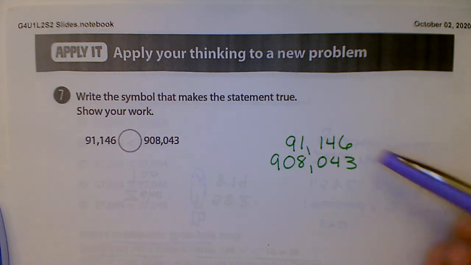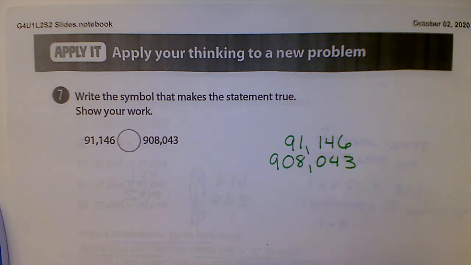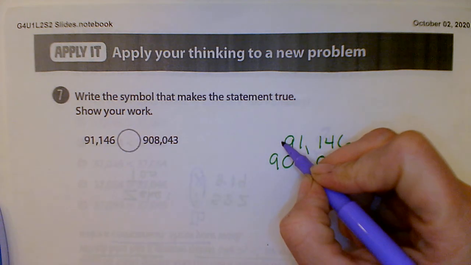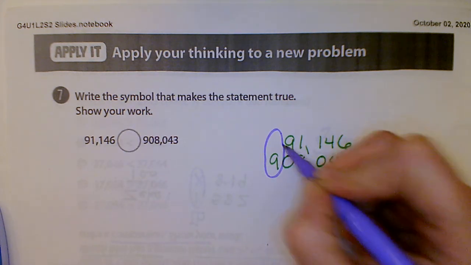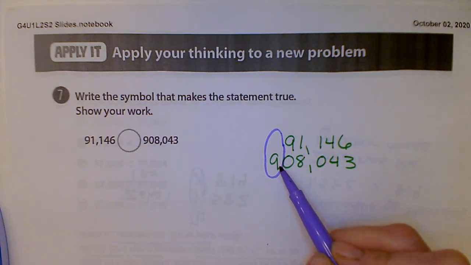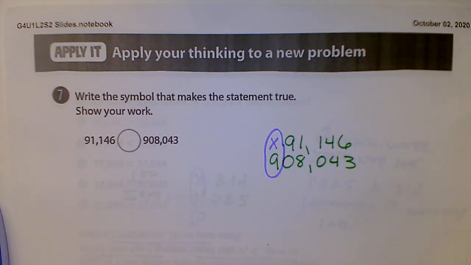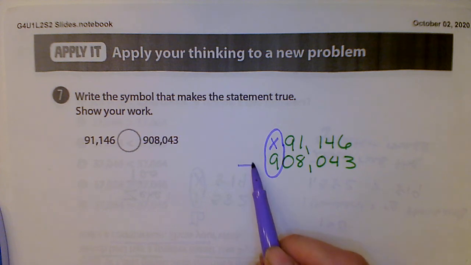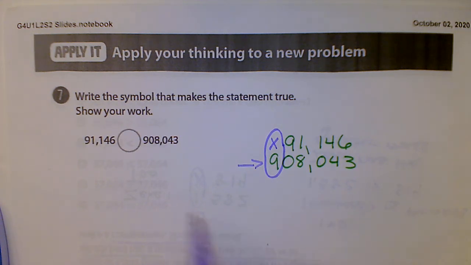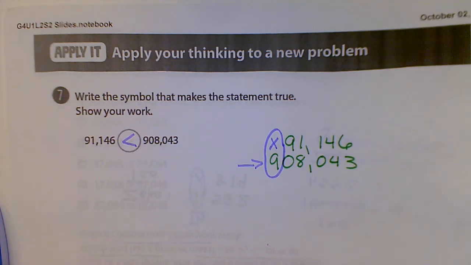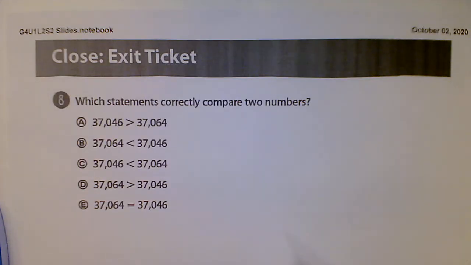So you can see I stacked everything correctly. And I'm going to start with my place value, the farthest to the left, the greatest place value. And you can see I have a 9 compared to nothing, which means that this one is the larger number. And the alligator's going to eat it. So let's take a look at the next page.